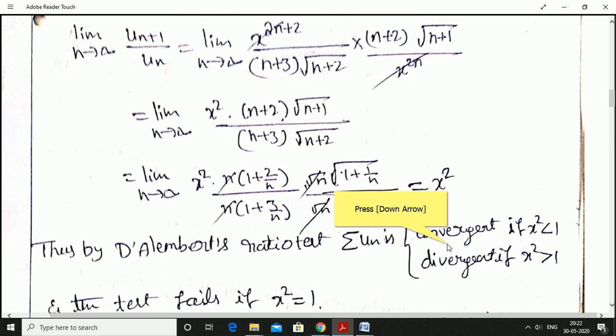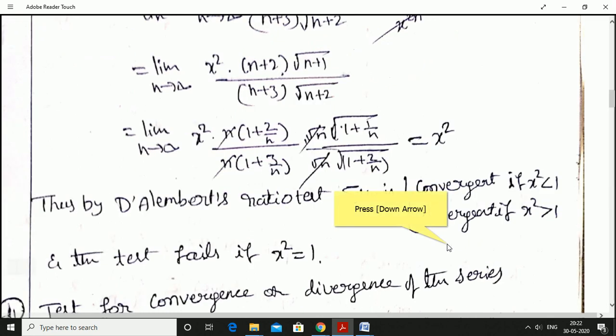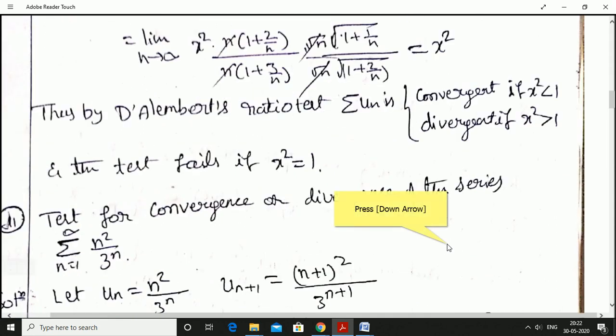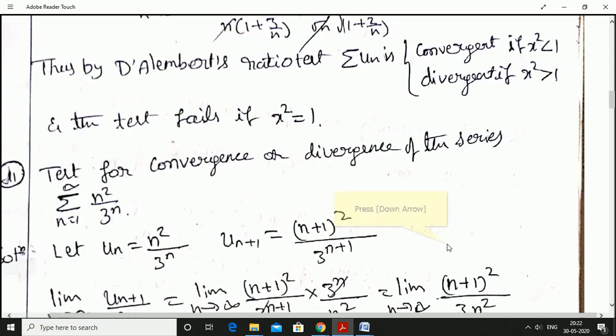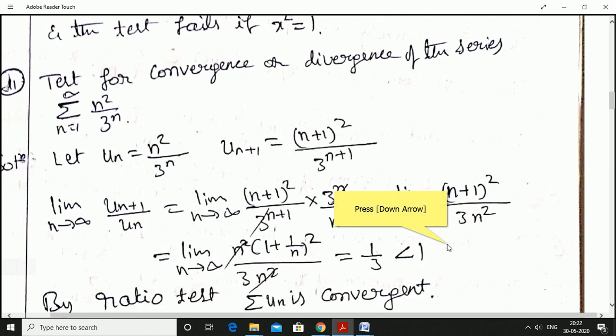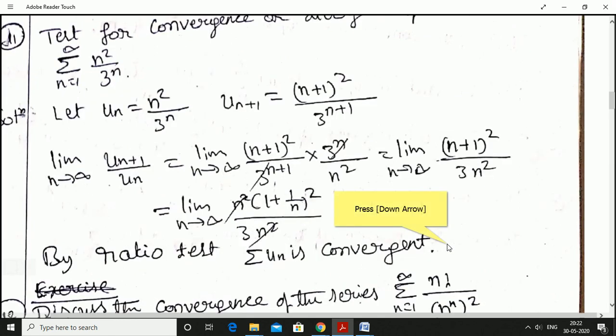Hence, by D'Alembert ratio test, sigma un is convergent if x square is less than 1, divergent if x square is greater than 1, and the test fails if x is equal to 1.